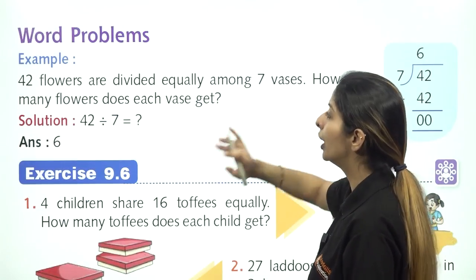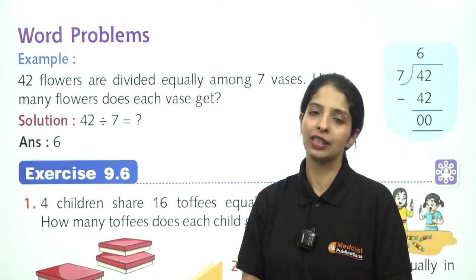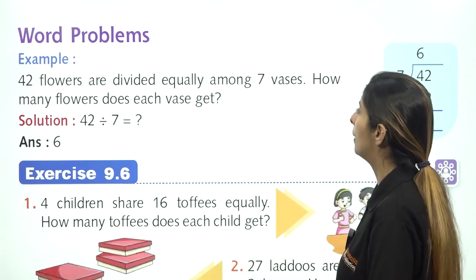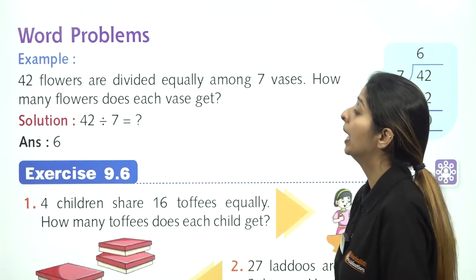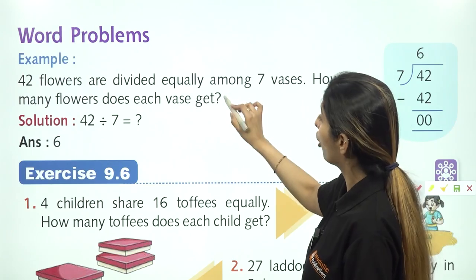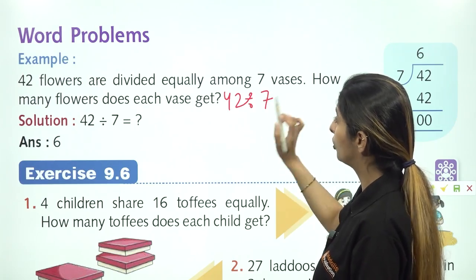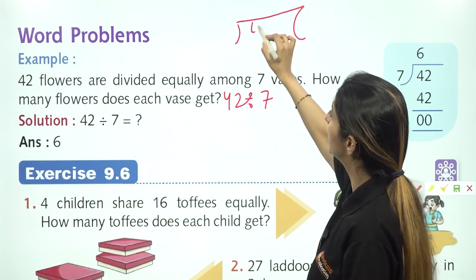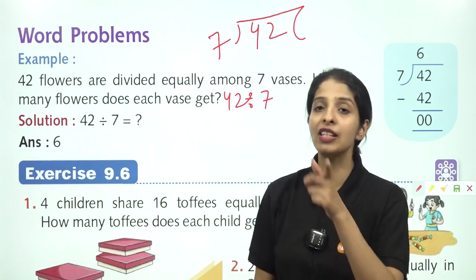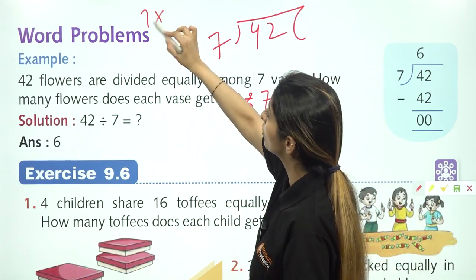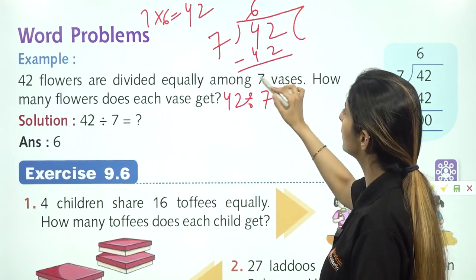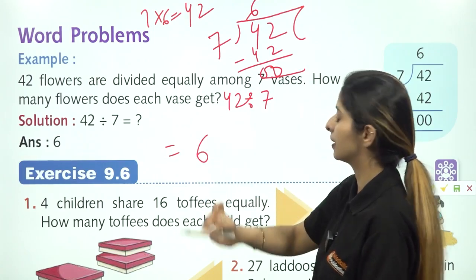Now the next topic is word problems. Word problems on division are given to you. Let's see. 42 flowers are divided equally among 7 vases. How many flowers does each vase have? Now we have to do 42 divided by 7. We will write the dividend here, divisor here, start calling up the table of 7. 7 sixes are 42. So our answer will be 6. That is our question.